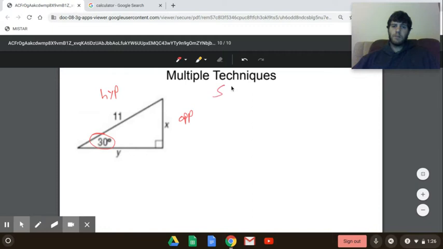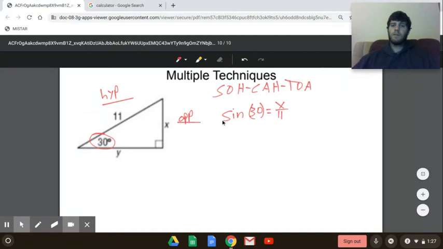Okay, so if we have SOHCAHTOA, okay, we can use the sine function, right? We have opposite and hypotenuse, so we're going to use the sine function. The question you want to ask yourself is, are you solving for an angle or a side? If we're solving for a side, then you use the regular trig function. If you're solving for the angle, then you use inverse trig function. Okay, so we're going to use regular sine because we're solving for a side. Opposite is x, hypotenuse is 11, so the sine of 30 is going to equal x over 11.